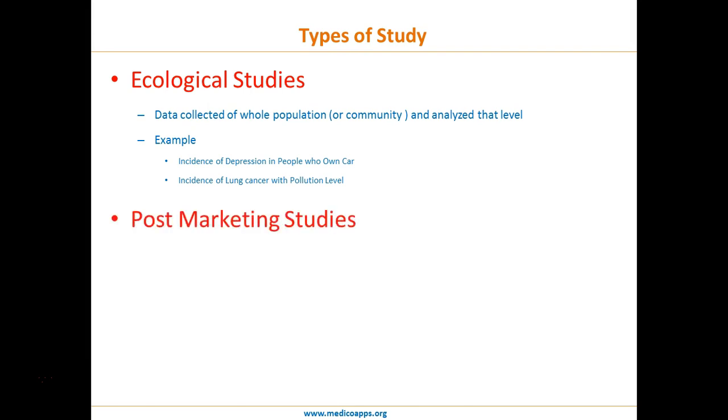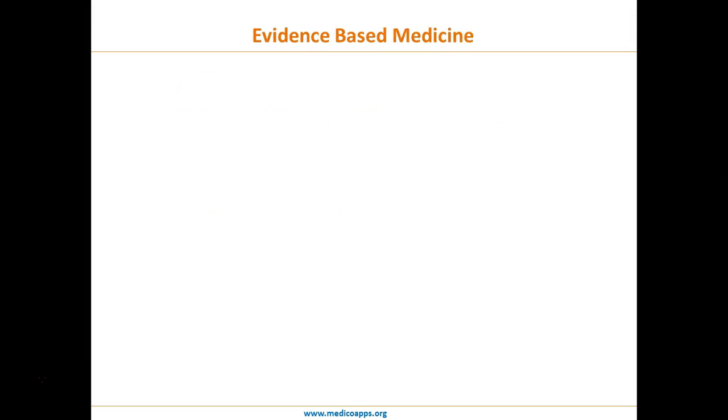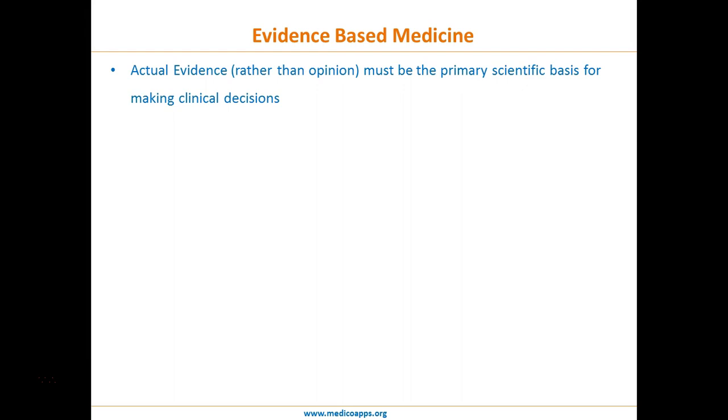Then one of the most important studies is the post-marketing study. This is also called phase 4 pharmacovigilance. Now, all these biostat concepts we have learned about sampling and observation or various kinds of study design are all based on evidence-based medicine. Evidence-based medicine is where actual evidence rather than opinion must be the primary scientific basis for making clinical decisions. So anyone's opinion is not considered. It's just the data which we consider.